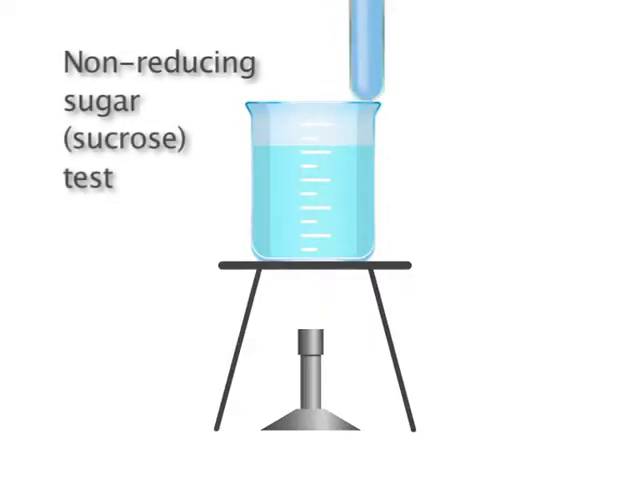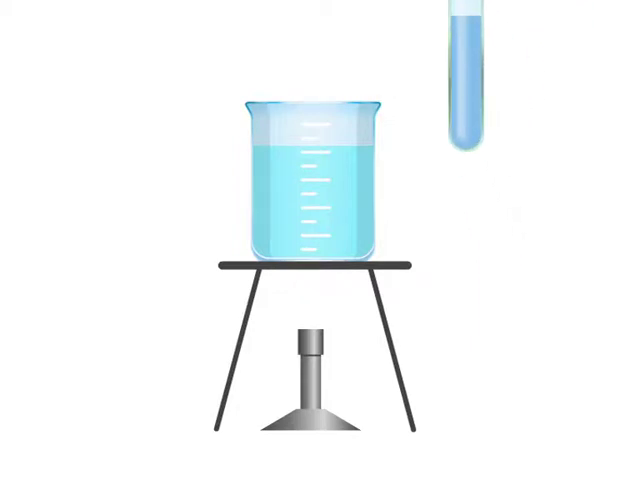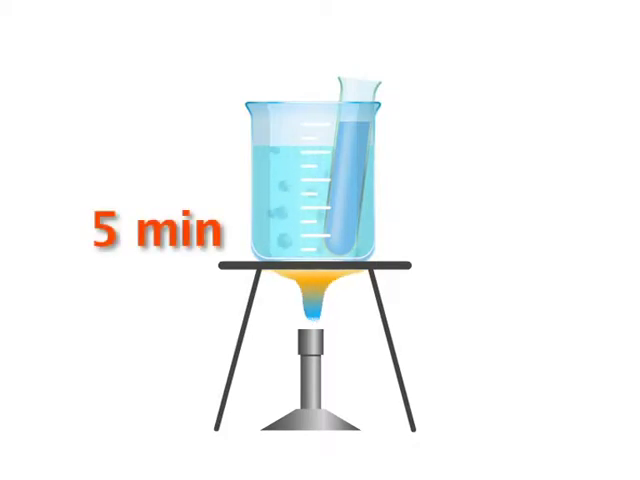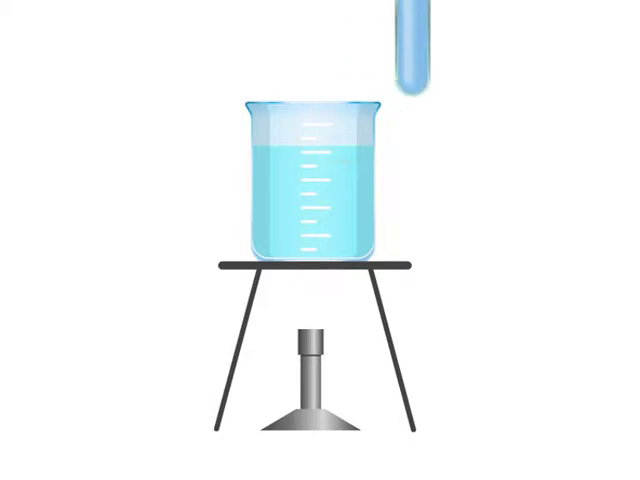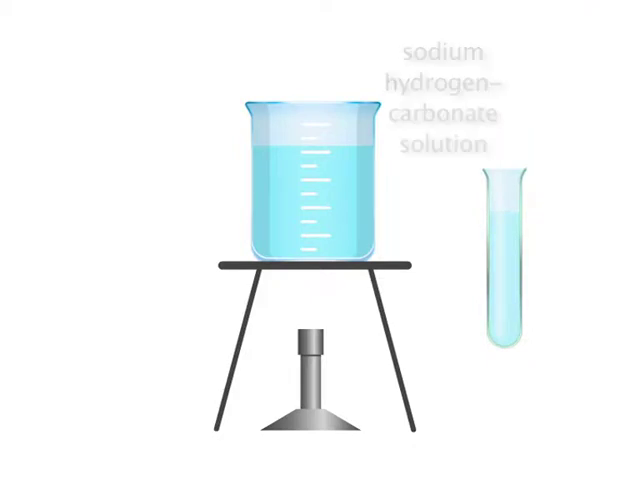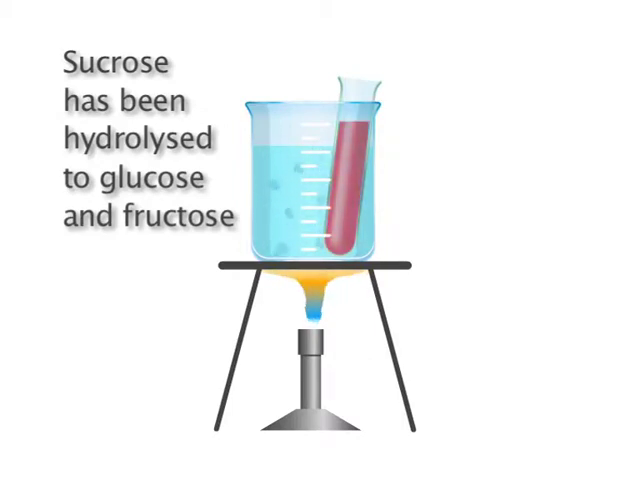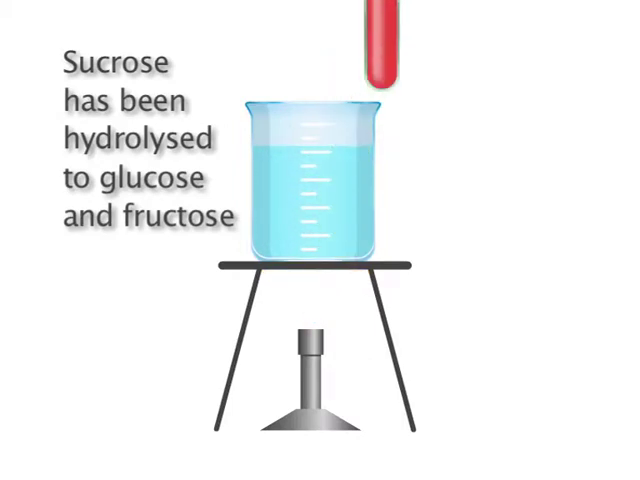It can be identified in the following way. If the Benedict's remains blue after being heated with sucrose, then the sucrose needs to be hydrolyzed. This is done by heating it with dilute hydrochloric acid in a water bath for 5 minutes. The test tube is then cooled, the contents neutralized and made alkaline by adding sodium hydrogen carbonate solution. Now the Benedict's test is carried out again and we see that it is positive. This is because the sucrose has been hydrolyzed to glucose and fructose, both of which are reducing sugars.